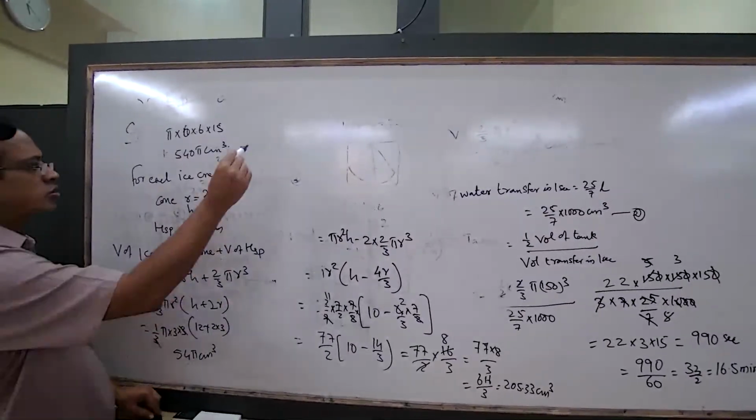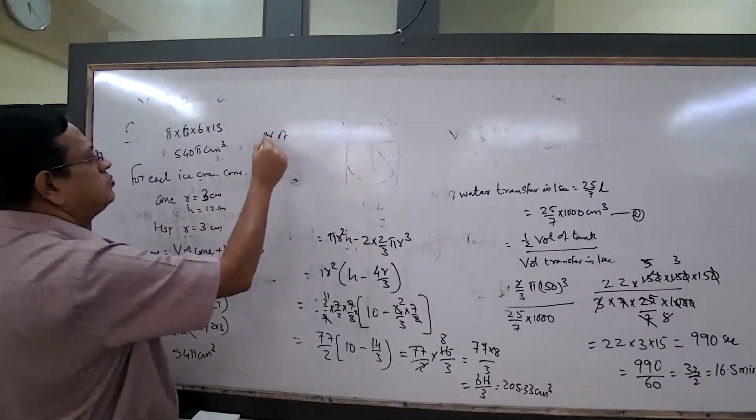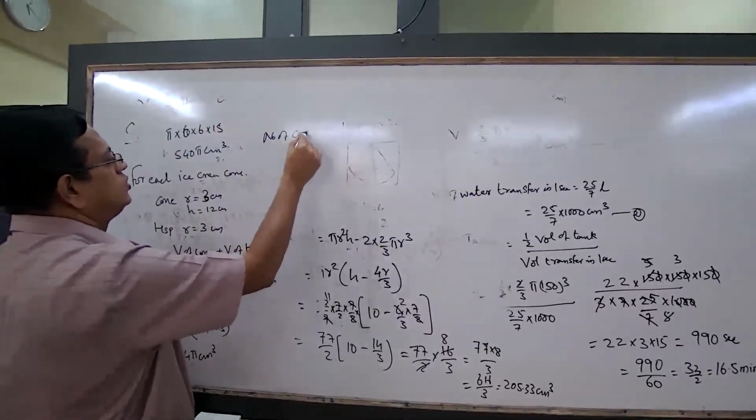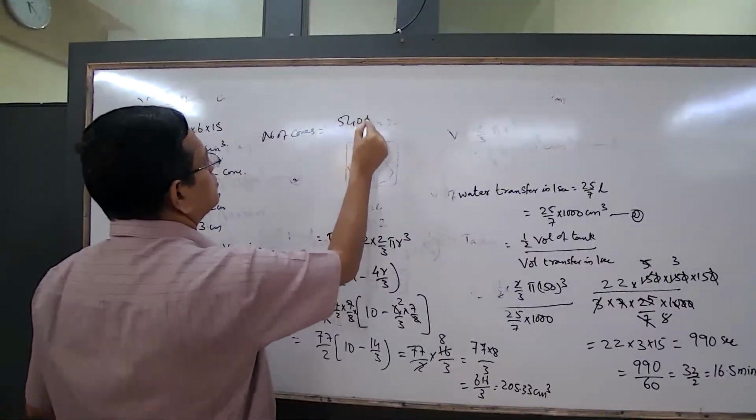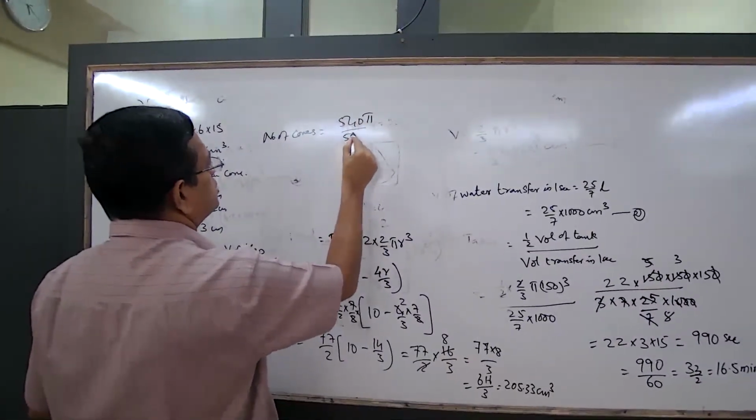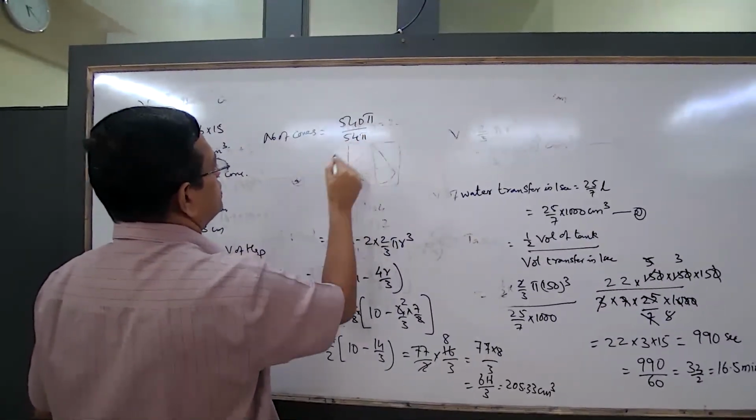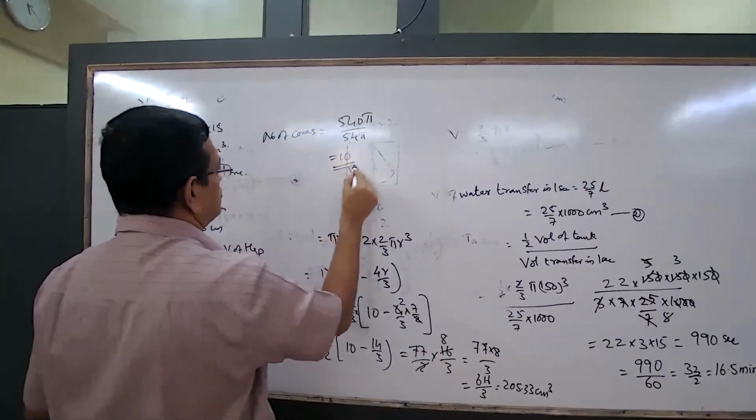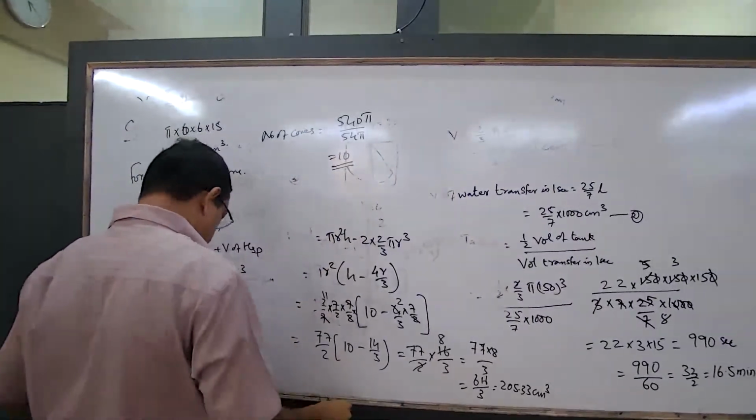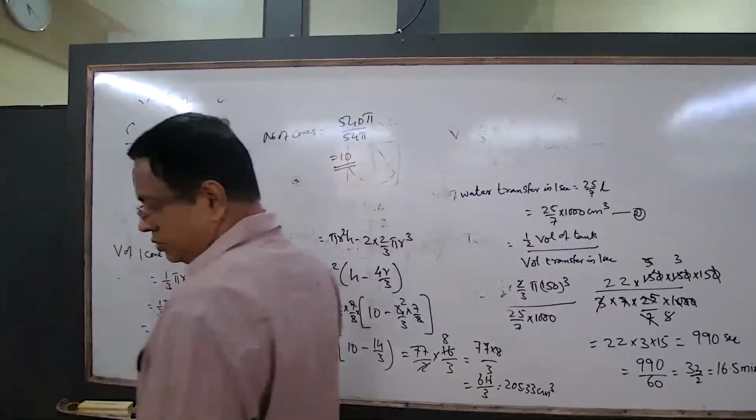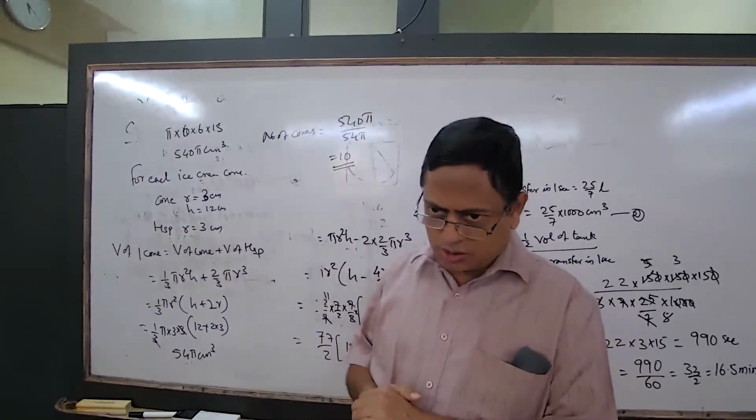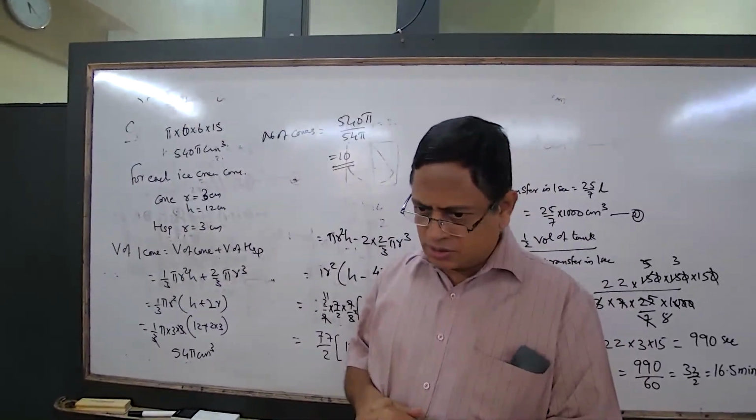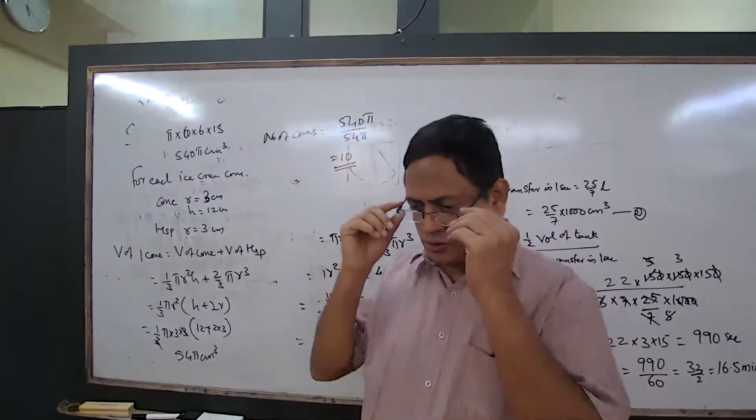Therefore, number of cones is equal to, what is the container volume? 540 pi. Volume of one ice cream cone? 54 pi. That is equal to 10. Number of cones equal to 10. Careful, these are all important types of questions. Have you followed? Okay, you did? Steps are written? Sure. Very good.